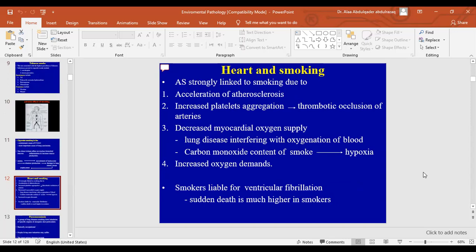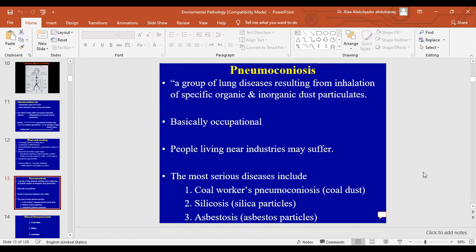Smokers are liable for ventricular fibrillation and sudden death يكون higher in smoker than non-smokers. Pneumoconiosis. شنو نقصد بالpneumoconiosis? Pneumoconiosis, it is a group of lung disease resulting from inhalation of specific organic and inorganic dust particulates. Basically, it is occupational disease, usually occur in people living near industries.